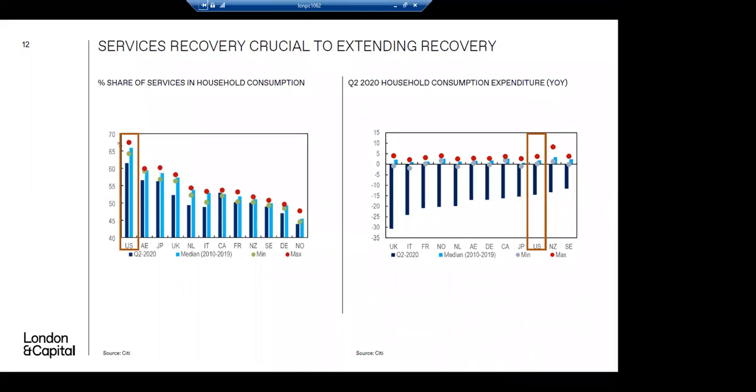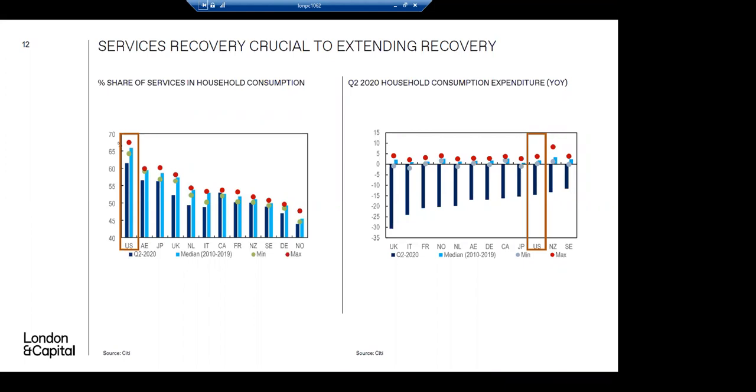So, drilling down to that point a little bit more, how important services consumption is, and also in making sure that this recovery is persistent. You can see on the left-hand side that in terms of the breakdown, 65% of household consumption is usually made up of services. And that's seen a very steep fall in the second quarter. Q3 data isn't available quite yet, but if we look at the services PMIs for September, that was where some of the most significant weakness was.